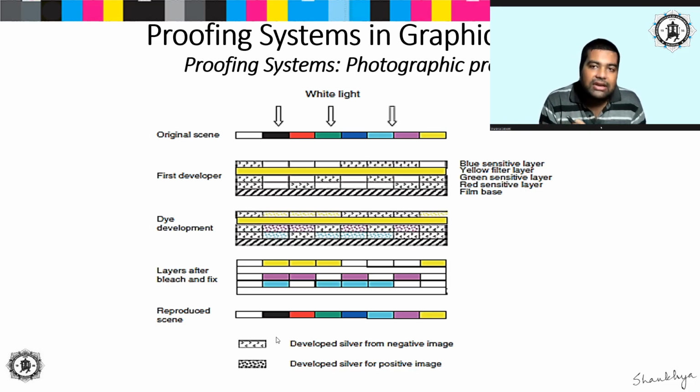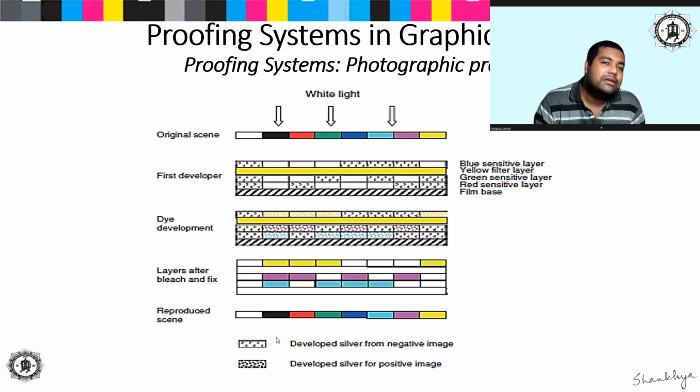Now each of the dyes, they are cyan, magenta and yellow dye. Each of the dyes is sensitive to a certain wavelength of light. So your cyan dye is sensitive to red light, the magenta dye is sensitive to green light, and your yellow dye is sensitive to blue light.